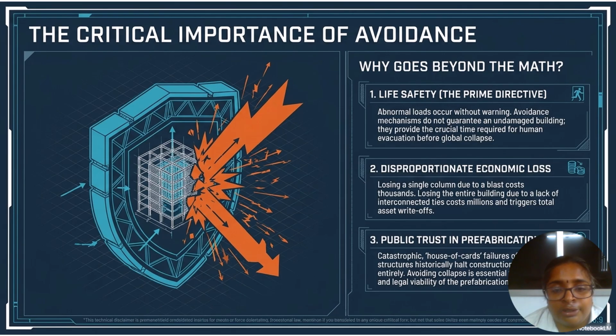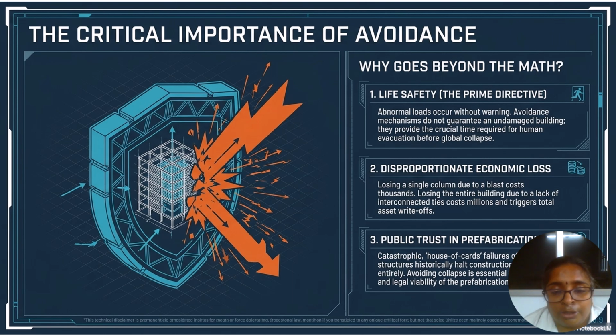The next one is disproportionate economic loss. For example, losing a single column due to a blast costs thousands, but losing the entire building due to a blast and the lack of interconnected ties costs millions and triggers a total asset write-off. And public trust in prefabrication.